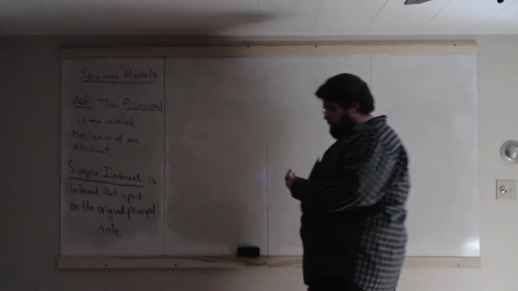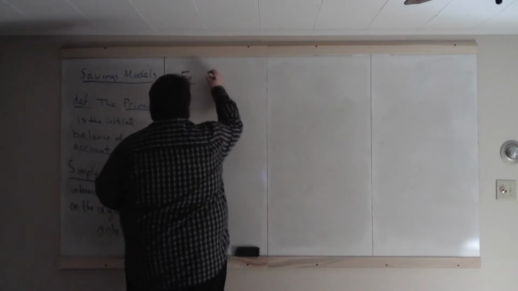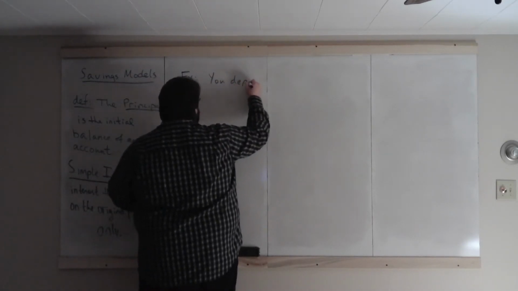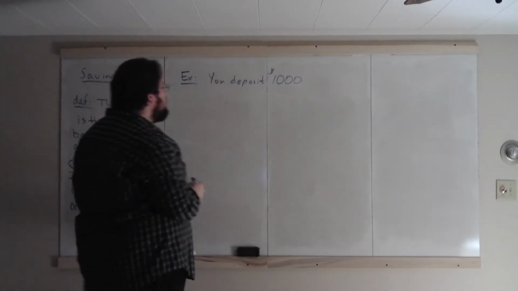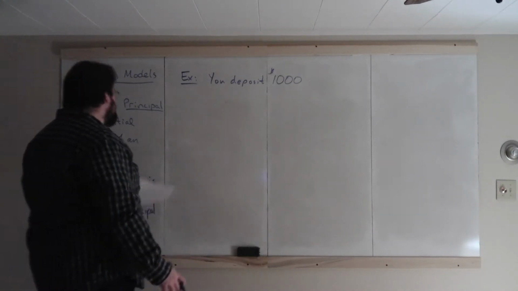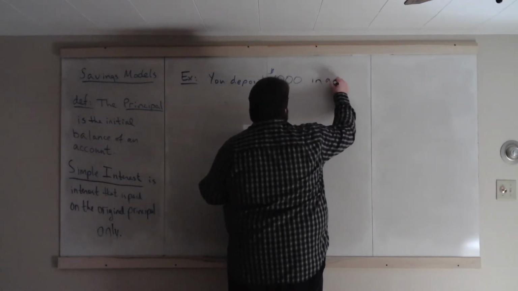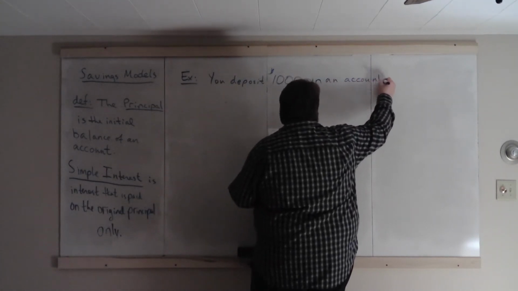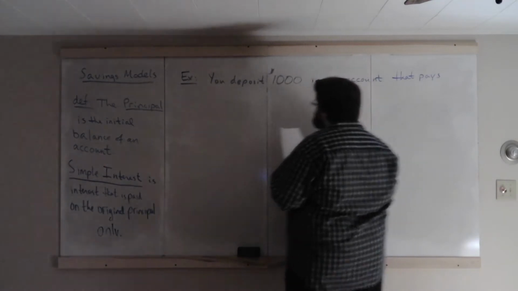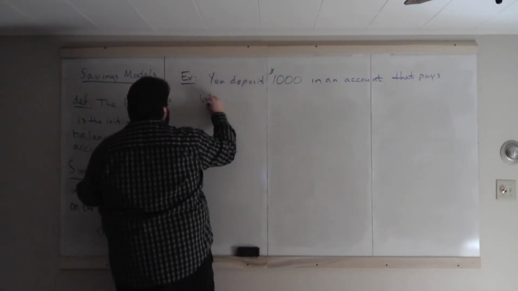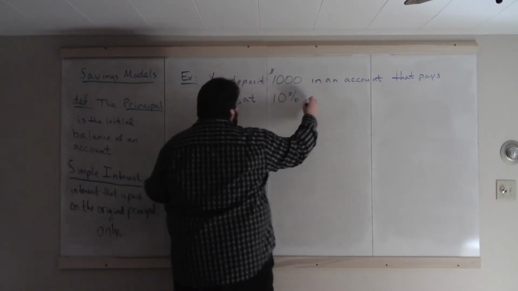So let's look at an example. You deposit $1,000. Through this video, I'm probably going to forget the dollar sign many times. Our money is in dollars. Suppose you deposit $1,000 in an account that pays interest at a rate of 10% annually.